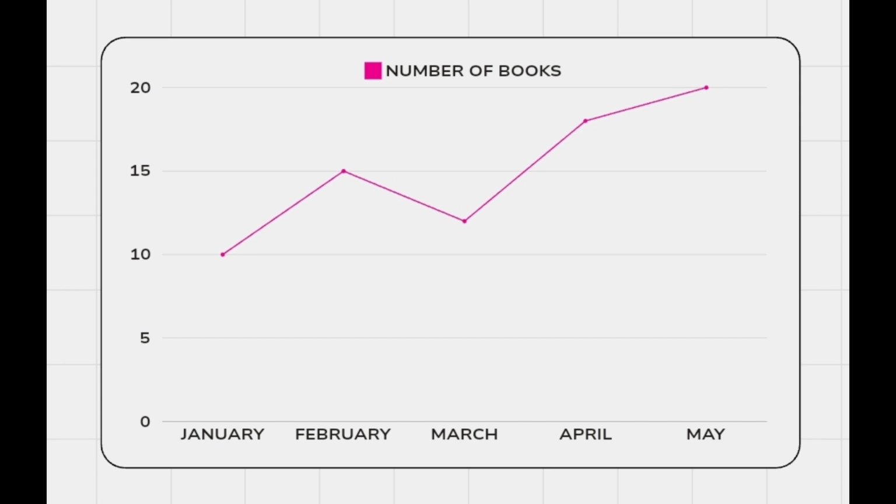Questions. Question number 1. How many books did the student read in February? Number 2. In which month did the student read the fewest books? Number 3. What was the average number of books read per month over the given period?